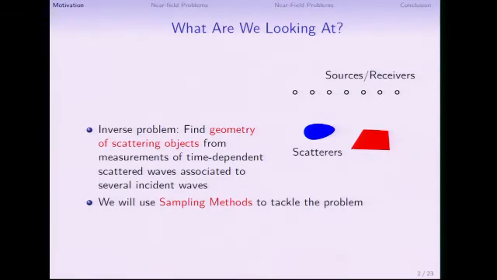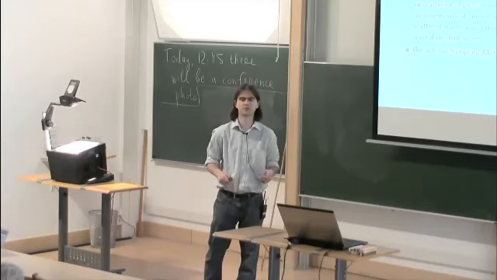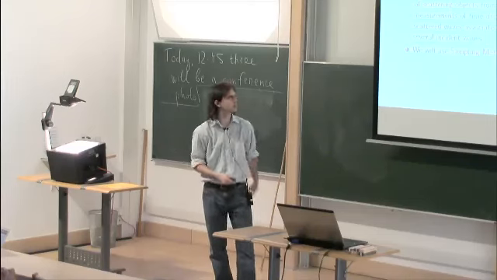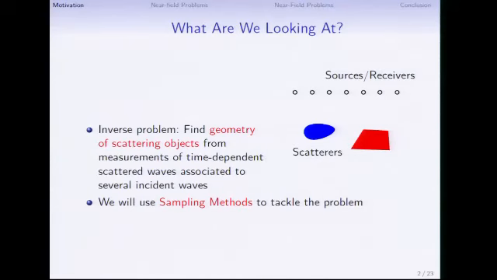So the problem I will look at is the following. Imagine you have a bunch of source-receiver pairs, and some of these sources emit waves in the time domain that start at some initial time and then propagate. And then there's some scatterers out there. These waves at some moment will reach these scatterers. They will scatter away from the scatterers, and then the receivers measure the scattered fields. So it's a time domain scattering problem, and the aim is, of course, from the scattering data to reconstruct the scatterers.